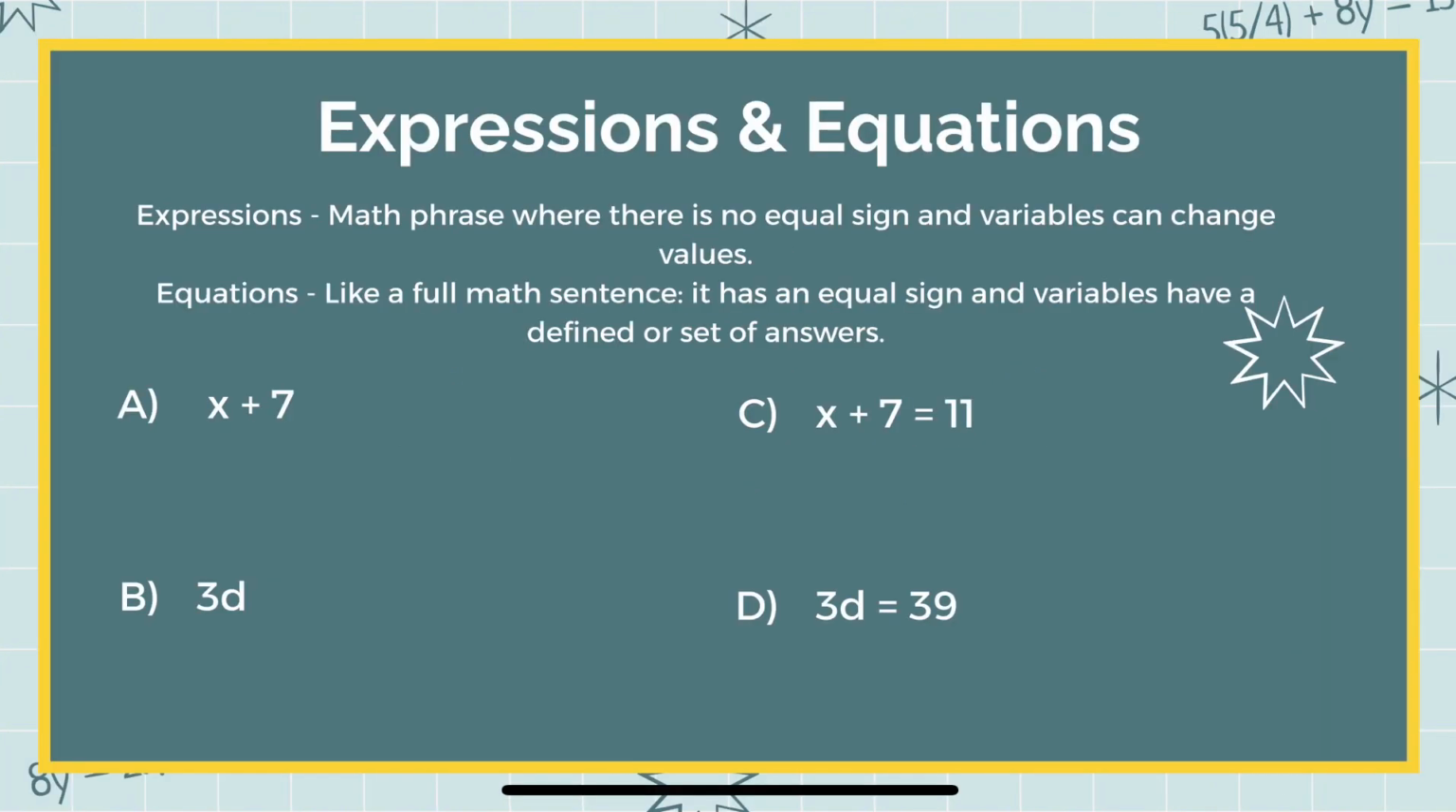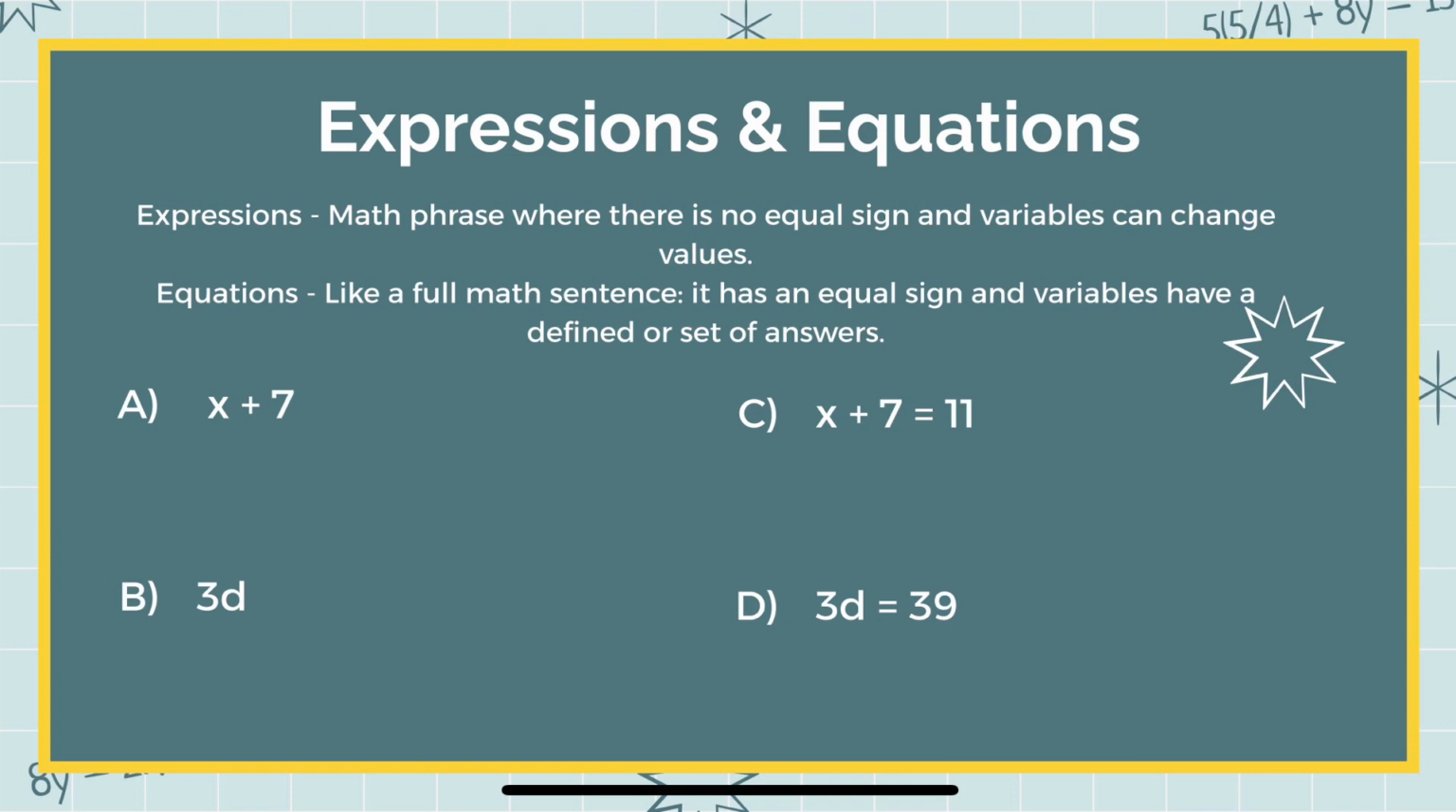Now let's talk about expressions and equations. An expression is a math phrase where there is no equal sign, and this is a situation where the variable can change values. Equations you can think of like a full math sentence. It has an equal sign and variables have a defined or set answer. Think of it like an expression is part of a math sentence and an equation is a full math sentence.